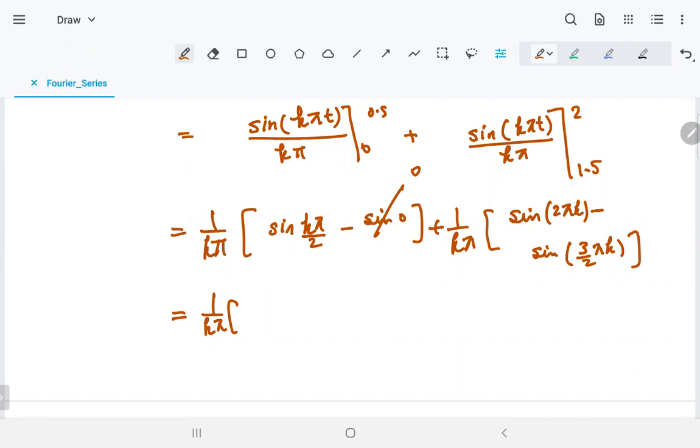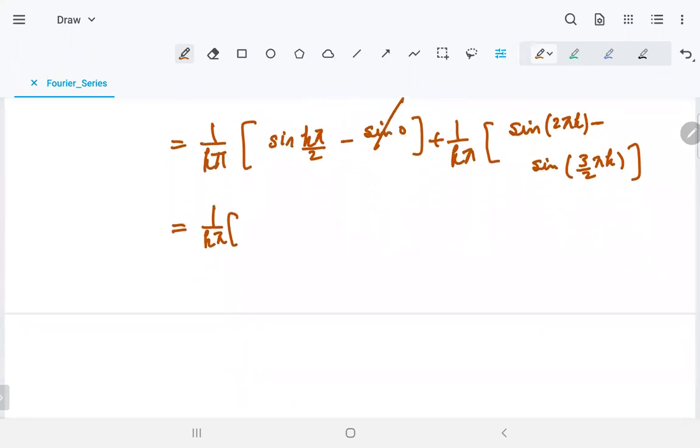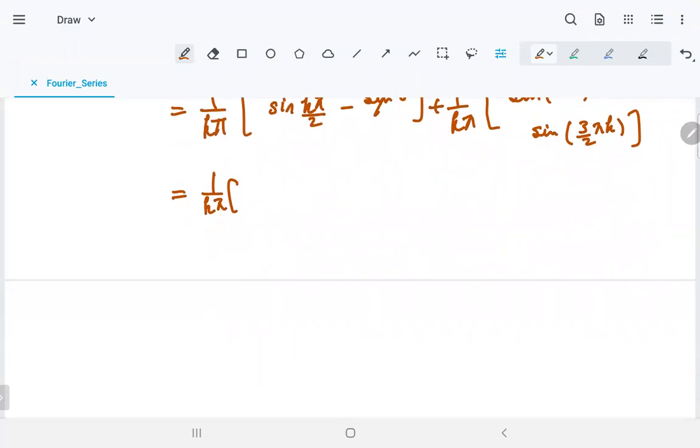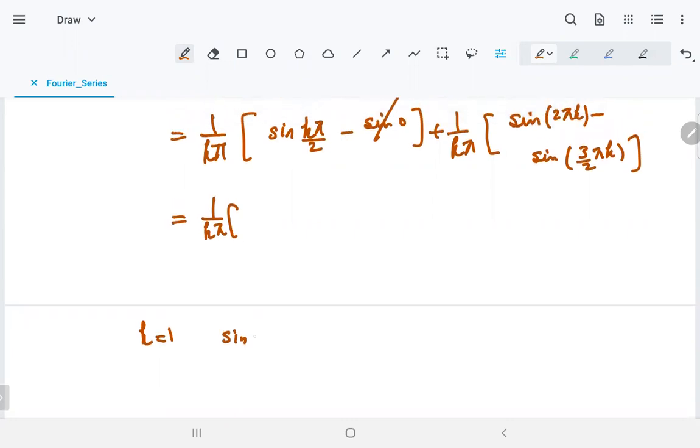Sine k pi over 2, what is that? If you don't remember anything, just say, okay, when k is equal to 1, because you start from k equal to 1, not 0. Why? Because you already got the 0 with a0, the average. So for a_k and b_k, you start from 1, not from 0. So k equal to 1, sine k pi over 2 will be sine pi over 2, which is equal to 1. When k equals 2, sine 2 pi over 2 will be sine pi, which is equal to 0.